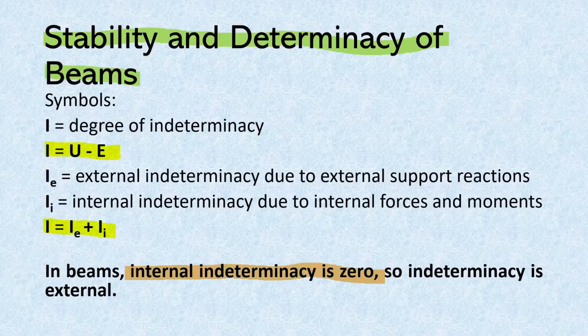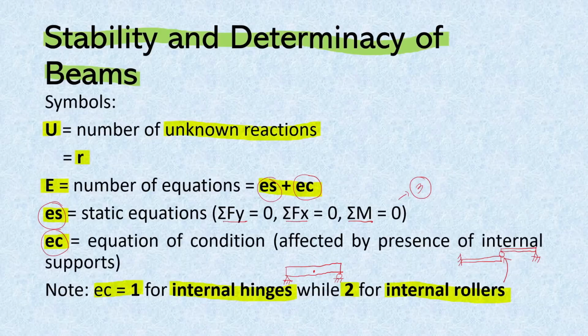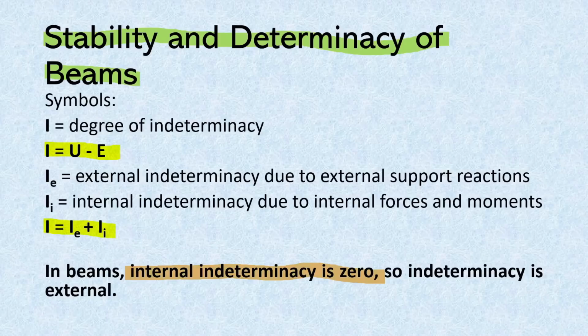Now, to determine the degree of indeterminacy, we will have to subtract U and E. Again, U is the number of unknown reactions, and then E will be the number of equations. But yung actual equation natin for I is IE plus II, wherein IE is the external indeterminacy, and then II is the internal indeterminacy. However, in beams, because internal indeterminacy is always 0, the indeterminacy is solely external.